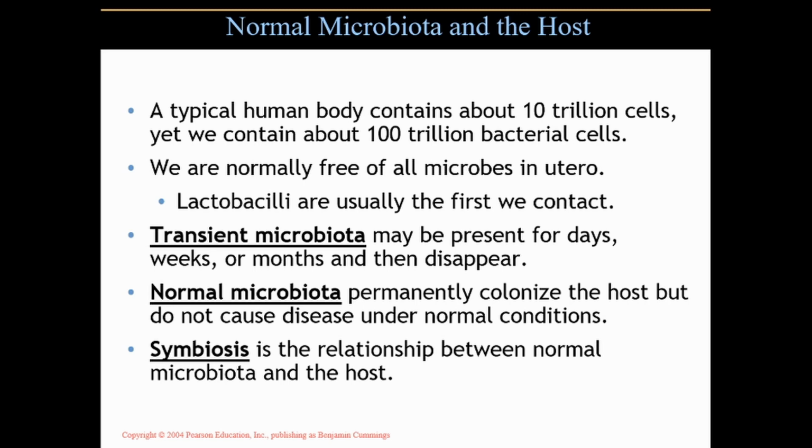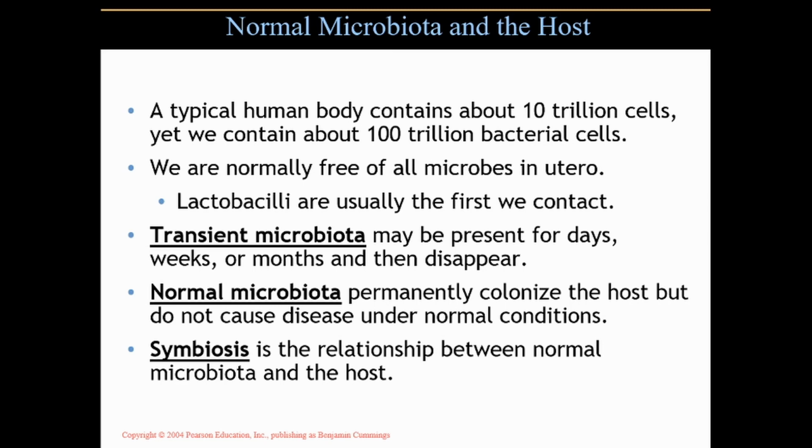Normal microbiota permanently colonize us. Under normal conditions, they're not going to cause disease. However, if they get the opportunity to do so, they can, and we call that opportunistic infection, where in their normal environment, under normal circumstances, they're not causing any problems whatsoever. But in some cases, when they're out of their environment, things change, then an opportunistic infection can form.